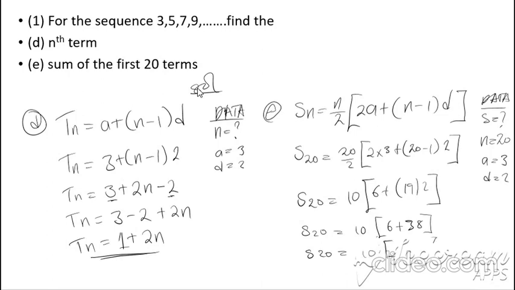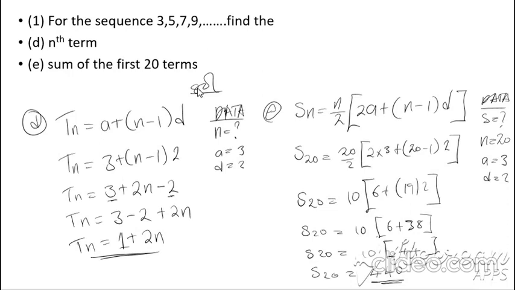Then you need to add these 2. So what is 38 plus 6? So you're going to get what? 44, like that. And then S20 is equal to, what is 10 times 44? That is 440. So that's the sum for the first 20 what? Terms. So that's how you do it.